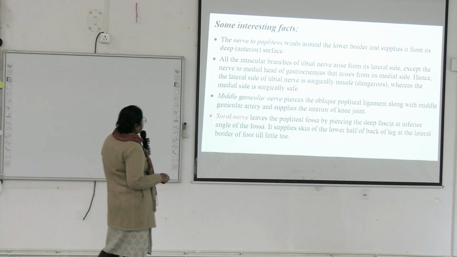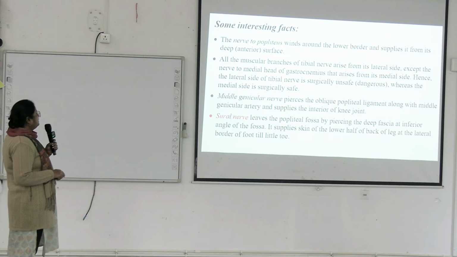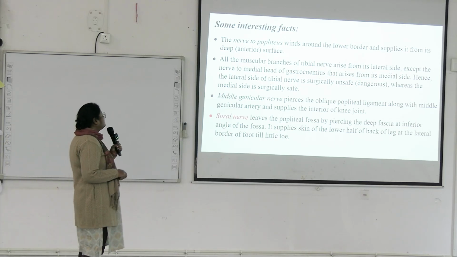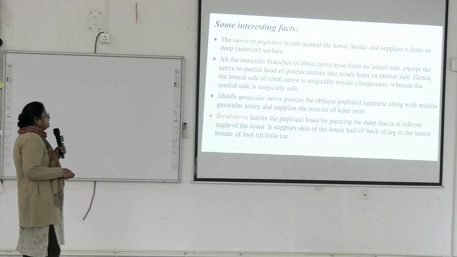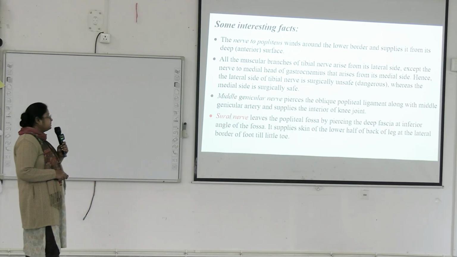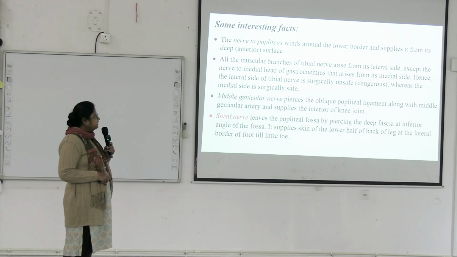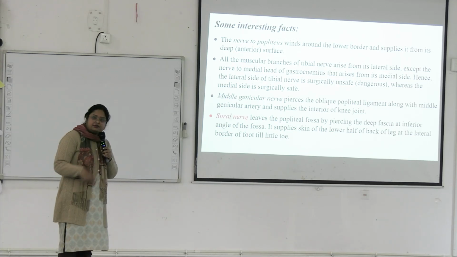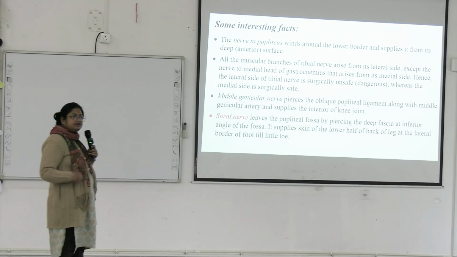Next is the middle genicular nerve. It pierces the oblique popliteal ligament along with the middle genicular artery and supplies the interior of the knee joint, one of the genicular branches. Next is the sural nerve. This is a cutaneous nerve. It leaves the popliteal fossa by piercing the deep fascia at the inferior angle of the fossa, and it supplies the skin of the lower half of the back of the leg and the lateral border of the foot till the little toe. This is the extent of the sural nerve. Sural nerve, if present, you will see during leg dissection.